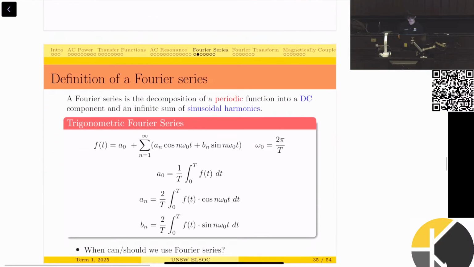So let's start with the definition of a Fourier series. As you would have covered in your lab, the whole point of Fourier series is when we have a periodic function that isn't particularly sinusoidal, say for example a square wave, we might want to decompose that into an infinite sum of sine waves. And the benefit of that is we can apply phasor analysis to sine waves.